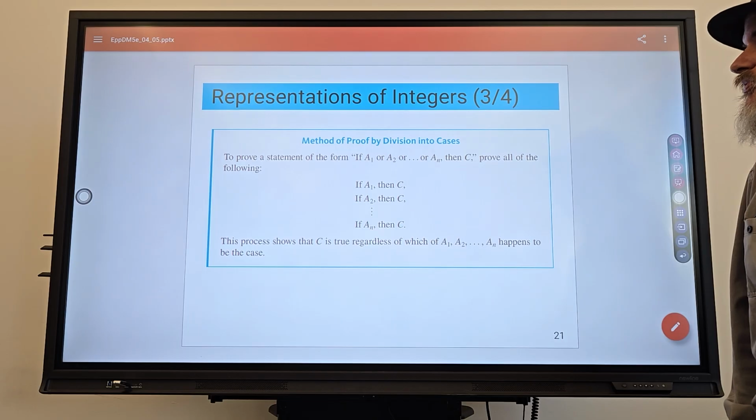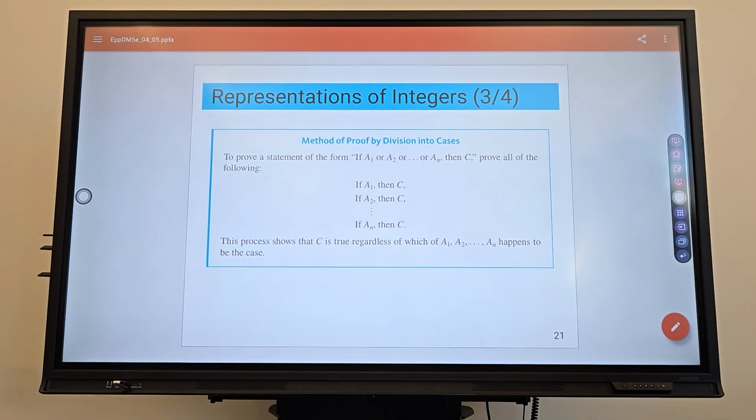Method of proof by division into cases. To prove a statement of the form if A1 or A2 or A3 or AN, then C, prove all of the following. If A1, then C. If A2, then C. Yada, yada, yada, to if AN, then C. This process shows that C is true regardless of which of A1, A2, or AN happens to be the case.